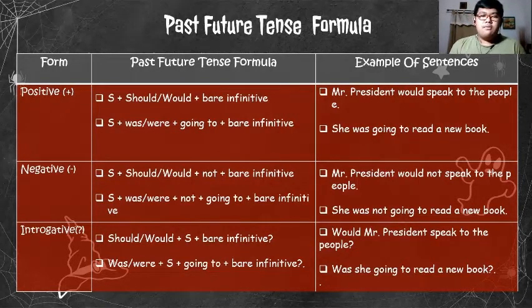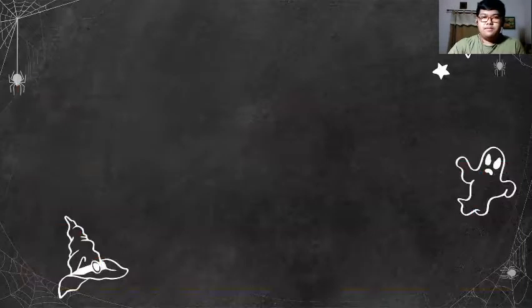Interrogative. Should or would plus subject plus bare infinitive. The example is, would Mr. President speak to these people? And then the second one is using was or were plus subject plus going to plus bare infinitive and then question mark. Was she going to read a new book, like that?